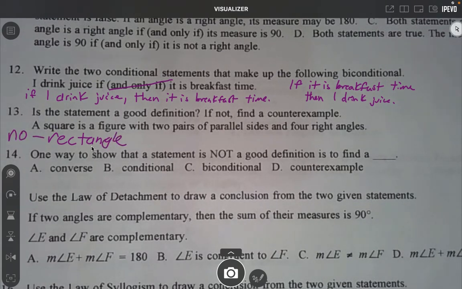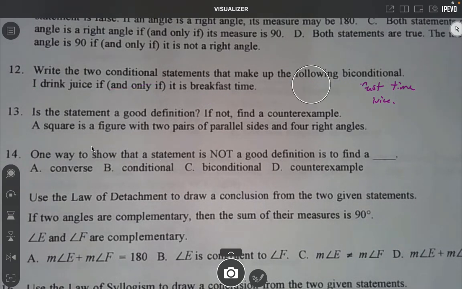Okay? One way to know that a statement is not a good definition is to find a counterexample. What did we just do on the problem before? We found a counterexample. So that's how you know it's not a good definition. Alright, are we good so far? Yes. Okay. Let's keep moving.